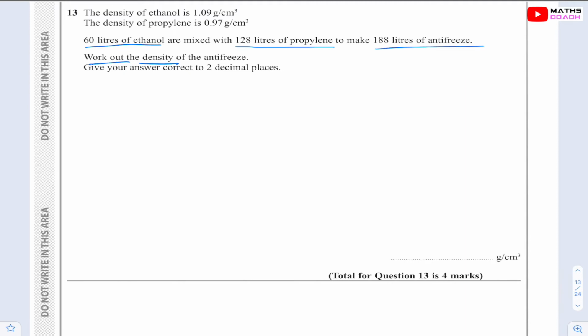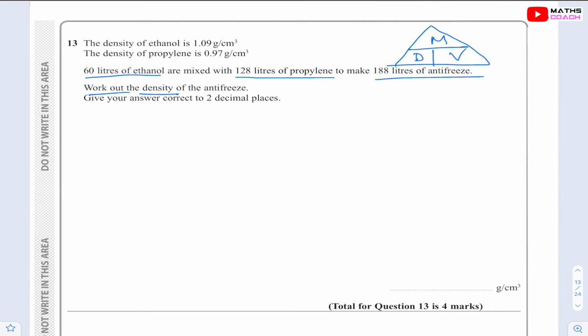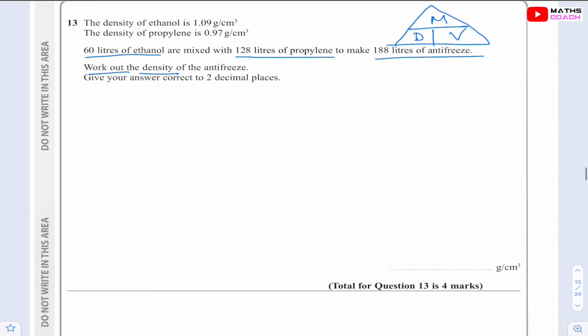Now, for this, we need the formula M = D × V. Mass is equal to density times volume. So let's write that down. Mass is equal to density times volume. And we can rearrange this formula to find volume or density as well.